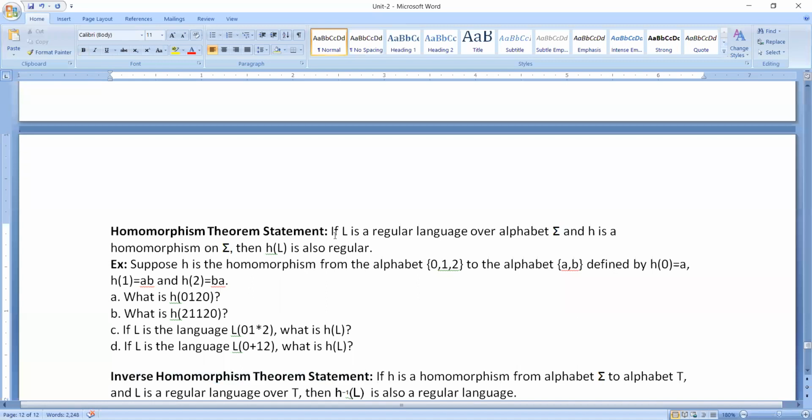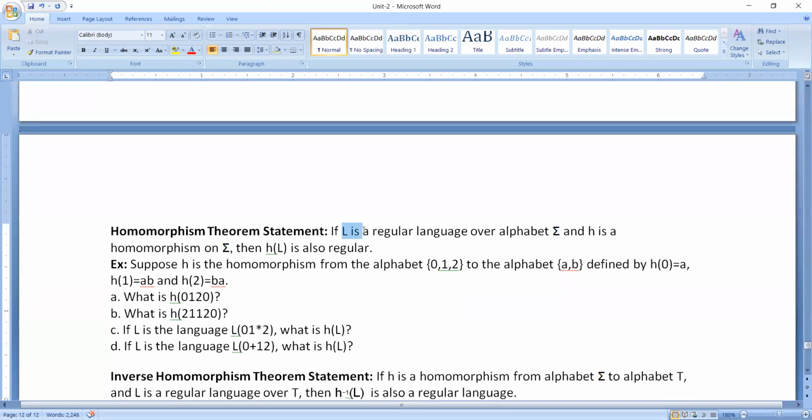Don't worry about the theorem, I will explain this in a very simple manner, because once we practice these examples, we can easily understand what this homomorphism theorem says. It is very simple. It's all about substitution, so let us observe that.